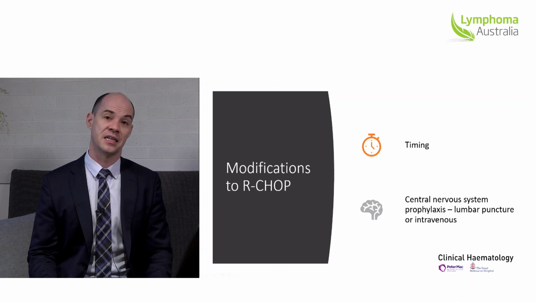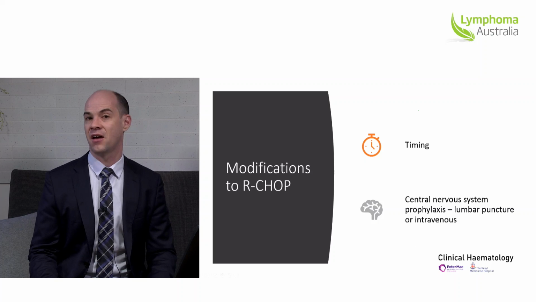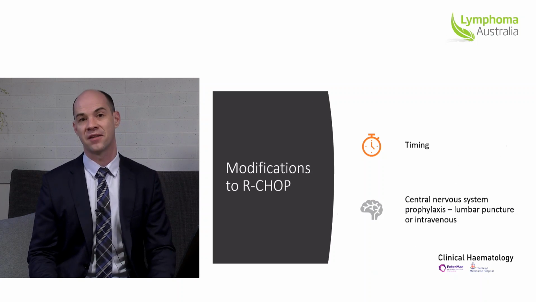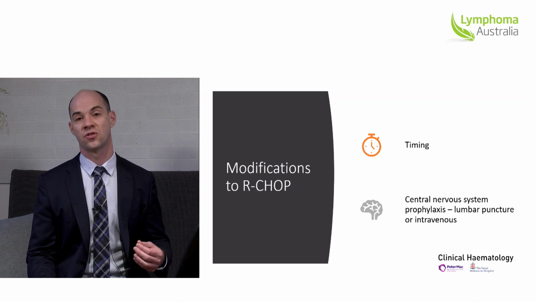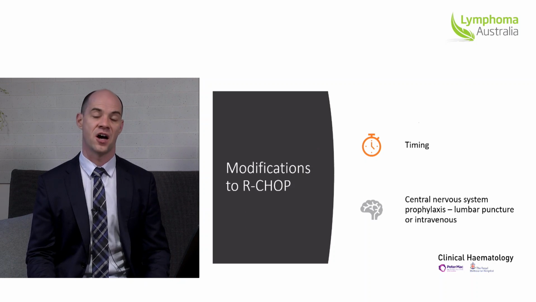And methotrexate is the best example of that. And it's become commonplace now for doctors to include methotrexate with R-CHOP as part of the treatment program, if the haematologist feels that the risk of central nervous system disease is high.